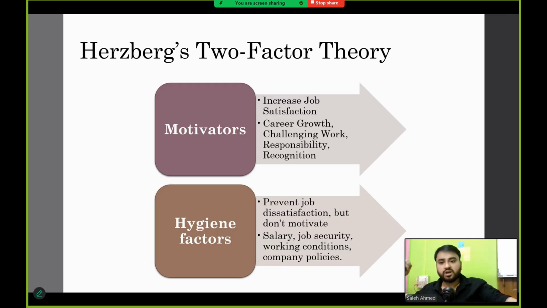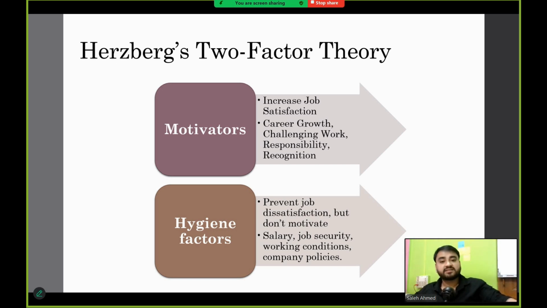Then we have something called Herzberg's two-factor theory, where motivators and hygiene factors are the two factors of this particular theory. Motivators include examples like career growth, challenging work, responsibility, recognition, etc. And these are the factors which increase job satisfaction, right? They actually do motivate us to go to our office every single day.